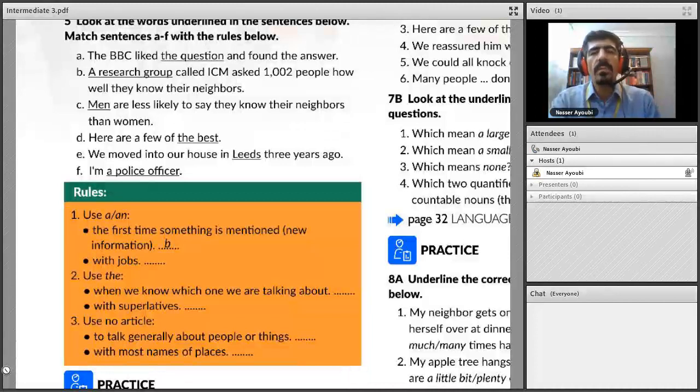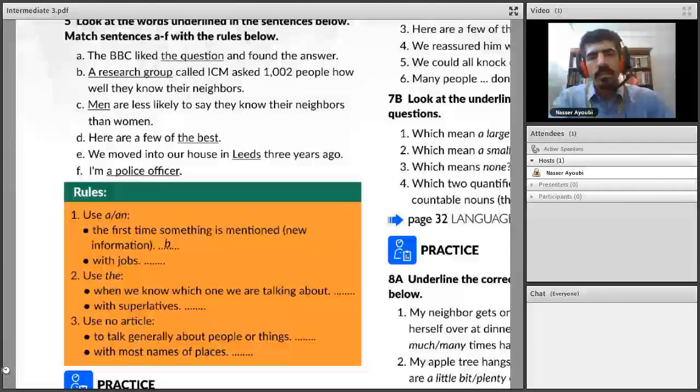And also we have zero article when we don't use any article. When we use plural nouns. For example, there are monkeys in the zoo that have been shipped from Africa. There is a monkey, there are monkeys. We use zero article, or in other words, we don't use any article when we talk about things, or we use nouns in their general meaning.